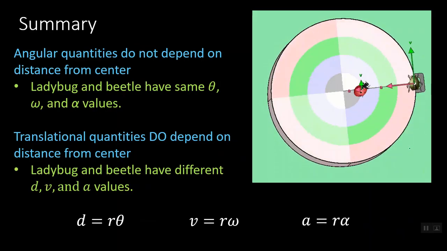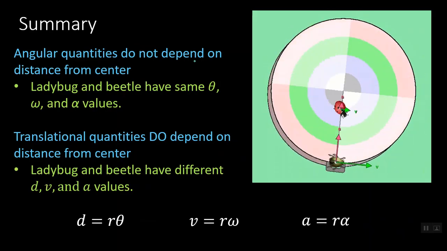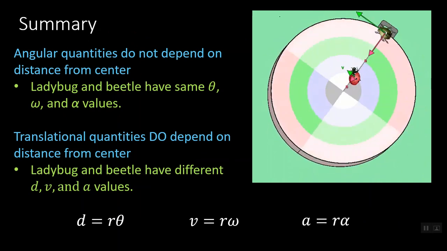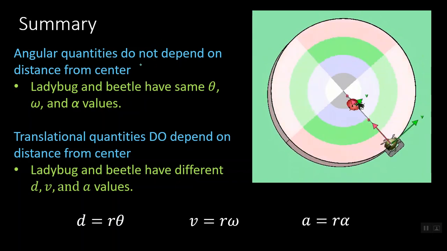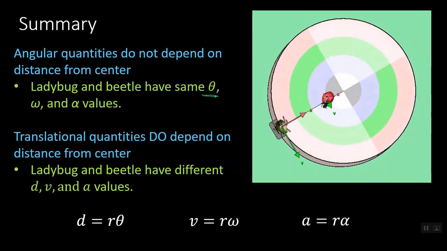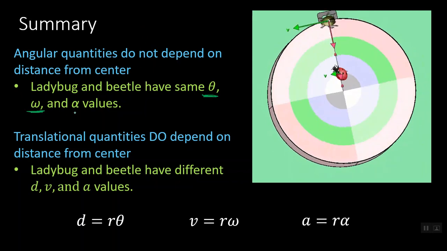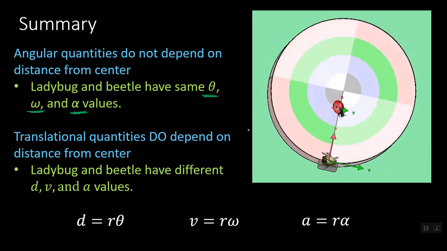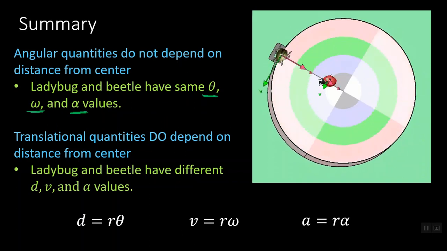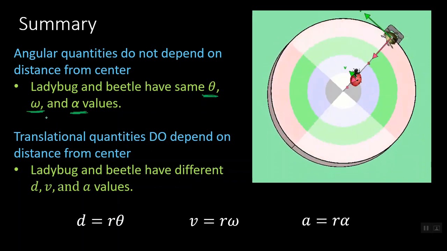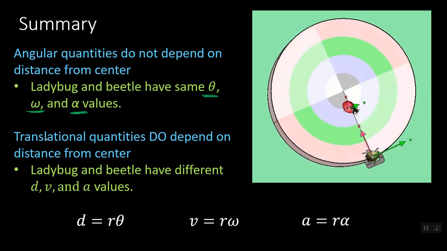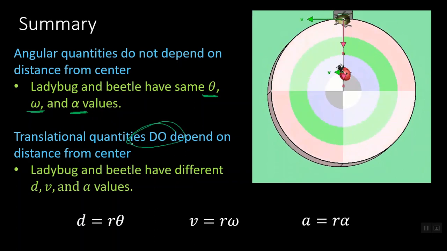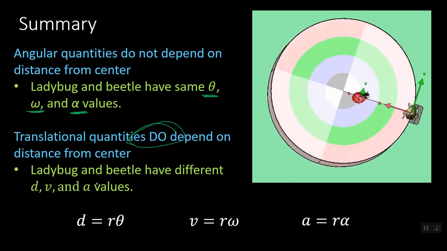So in summary, when we're looking at individual points on a rotating object, it doesn't matter how far from the center of that object the individual points are. All of these points are going to share the same angular kinematics quantities. So the angular displacement, angular velocity, and angular acceleration are not dependent on their distance from the center of the object. The translational quantities, however, are dependent on how far away these points are from the center of the rotating object.